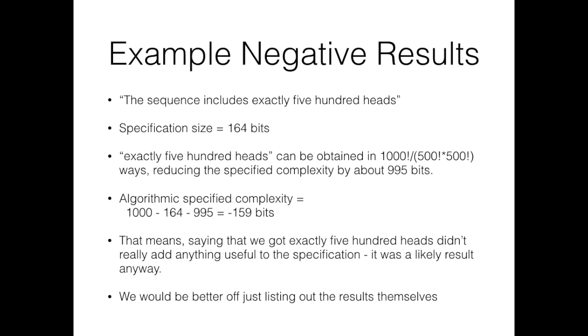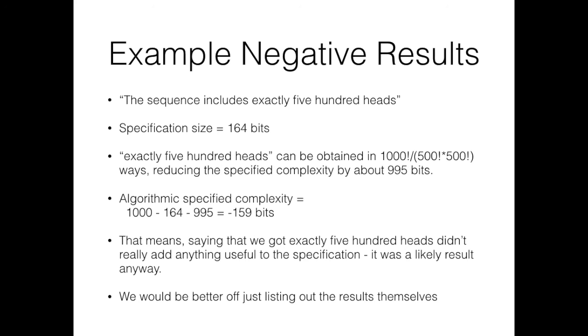So here's an example of negative results. We can say the sequence includes exactly 500 heads. And here again, our specification size is 164 bits. Well, exactly 500 heads can be obtained in quite a number of different ways. And this actually reduces the specified complexity by about 995 bits. Therefore, if we use this as our specification, then our algorithmic specified complexity is actually down at negative 159 bits.